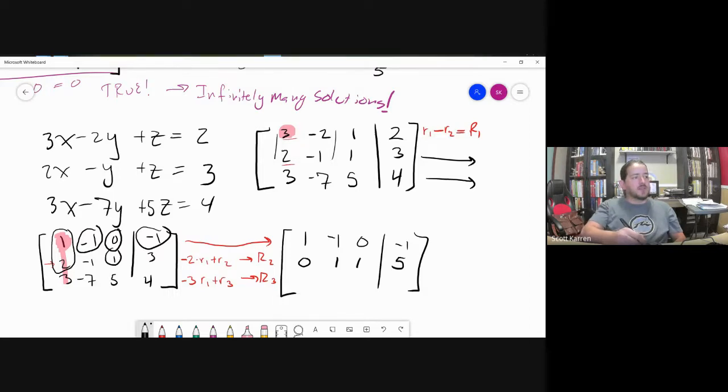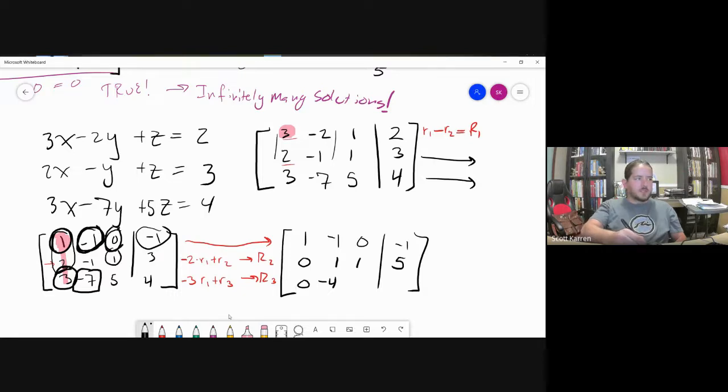And we'll do the same thing over here. So negative 3 times 1 is negative 3, plus 0 is 0. Negative 3 times negative 1 is a positive 3, plus negative 7 gives me negative 4.